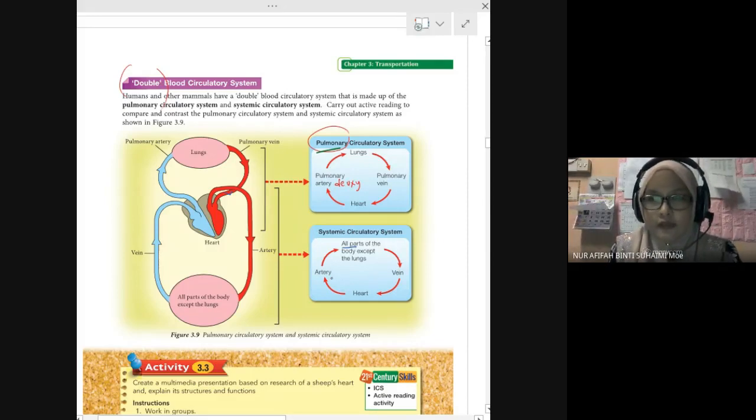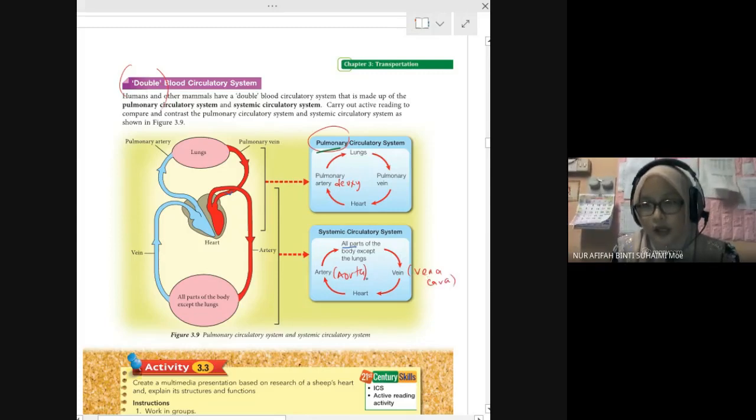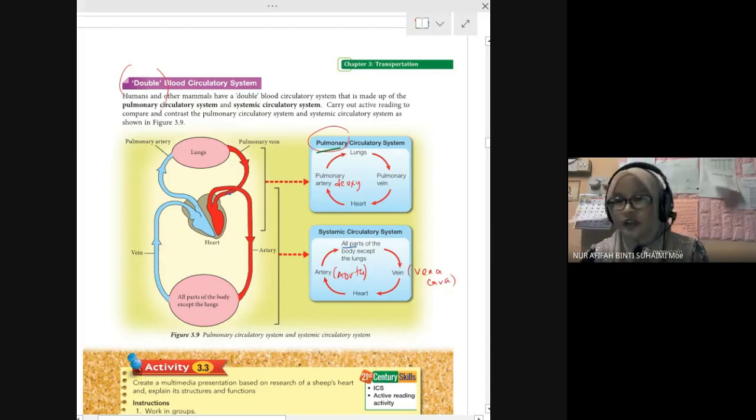It involves an artery. Involves an artery means here is the aorta. So this artery here is the aorta. And this vein here is the pulmonary vein. This one is the vena cava. Both the aorta and vena cava transport blood.